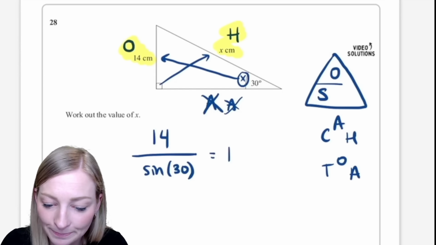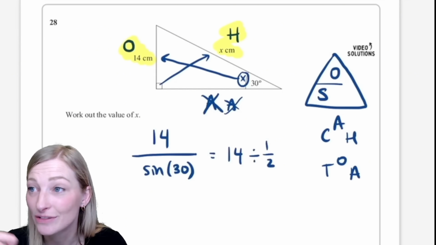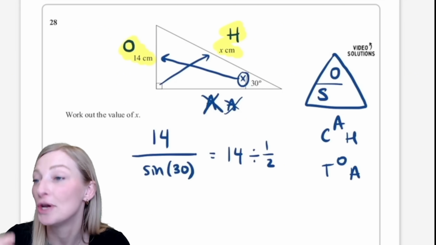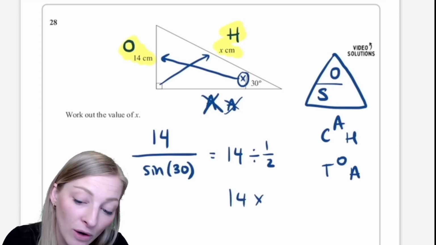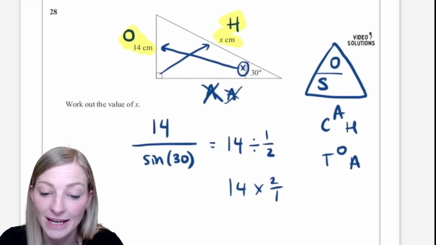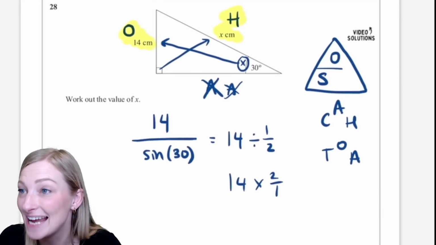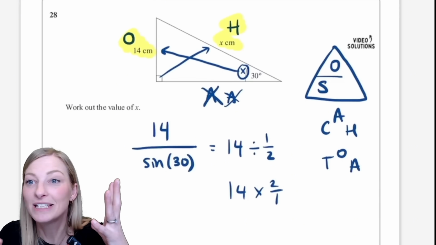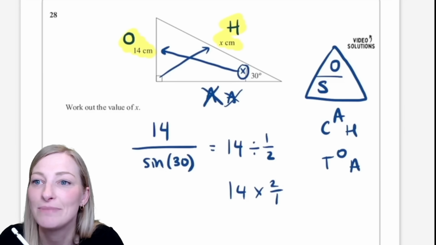So 14 divided by a half is the same as 14 multiplied by 2, because when we divide by a fraction, it's the same as multiplying by its reciprocal. We saw that earlier on. So 14 times by 2 is 28. So your answer for that question is 28. If you think about 14 pieces of paper, if I asked you to divide them all into halves, there would be 28 pieces of paper at the end.